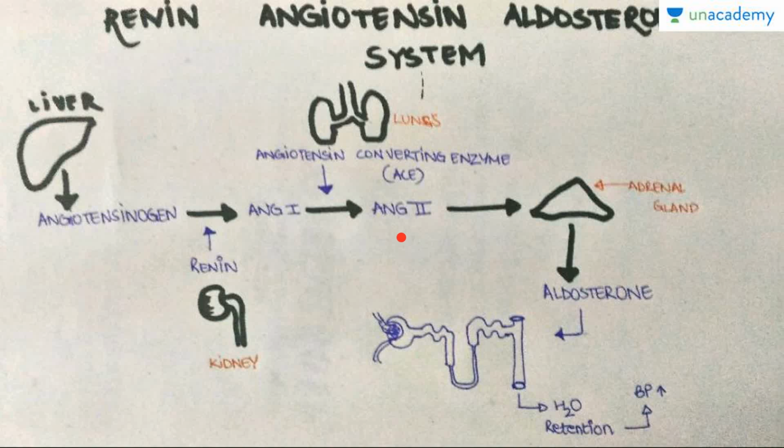Now that this angiotensin 2 is formed, it goes to the adrenal gland, and it stimulates the adrenal gland to secrete aldosterone. This aldosterone goes onto the nephron, and it stimulates the nephron to retain water. This water retention is very important in order to prevent dehydration from the body.